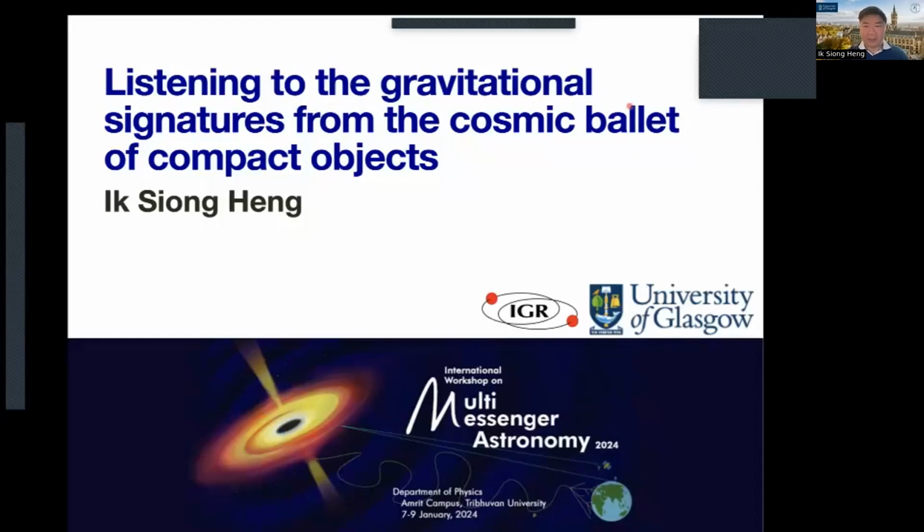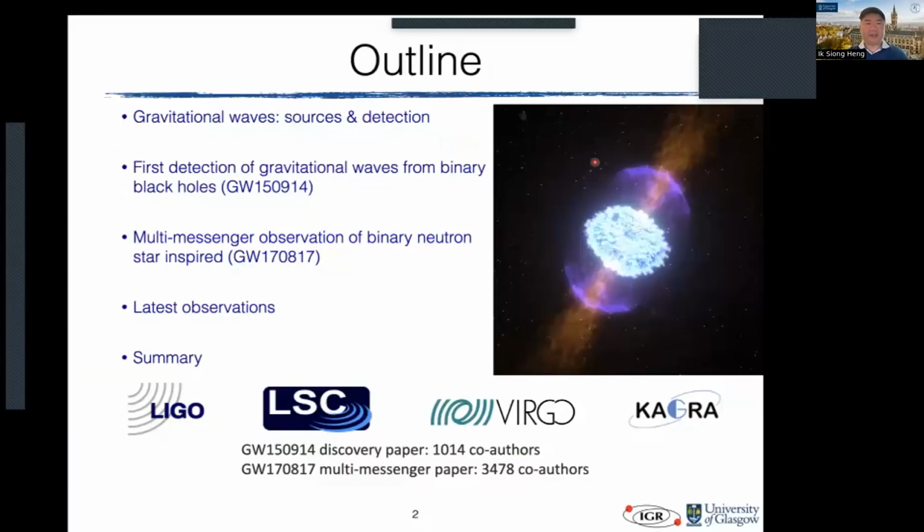Right, so this is the outline of my talk. I will just give a brief introduction of gravitational waves as a source and its detection. I will talk about the first detection of gravitational waves. The first gravitational wave detection has this event label called GW150914 because it was detected on the 14th of September in 2015.